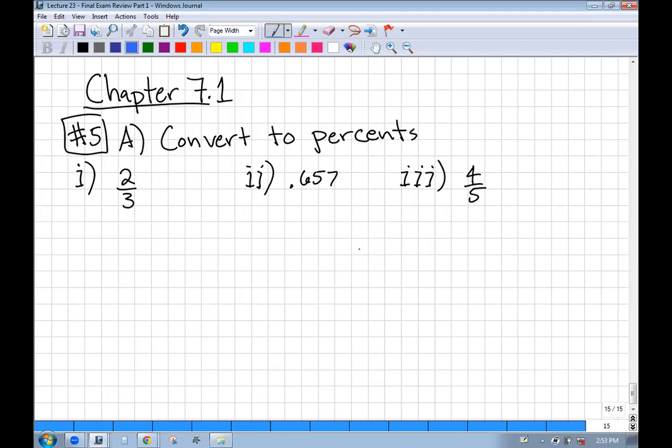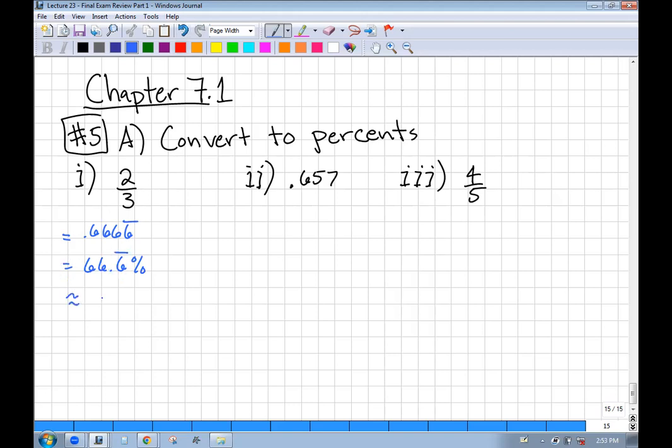All right, convert to percents. This guy, first thing you want to do is convert it to a decimal. 2/3 is 0.6666 with a bar over it. That's what it is exactly, right? So this would be 66.6% with a bar over it. You have to put that bar if you're going to have equality.